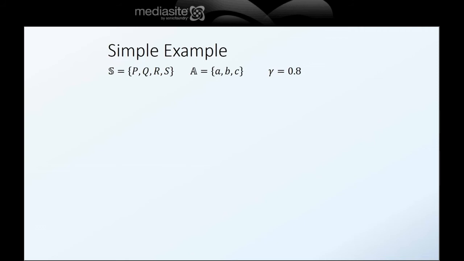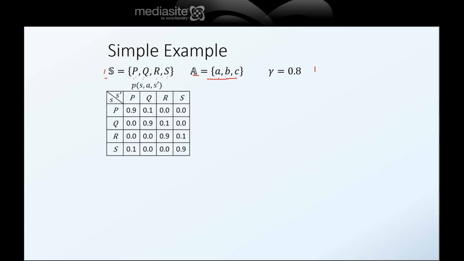So I have a set of 4 states here, P, Q, R, and S, and I'll denote the set of states as this block S, and each state will be in uppercase. Block A is the set of actions, and I have 3 possible actions available to the agent, and for simplicity I will assume that given any state, the agent can in fact take any possible action, and the actions will be in lowercase, and let's say the discount factor gamma is 0.8.